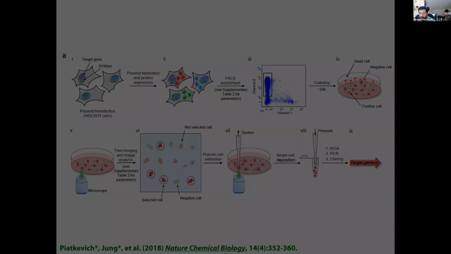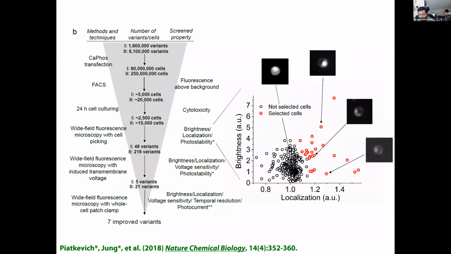We decided to try to make a fluorescent voltage indicator, a molecule that would light up when a cell was active in the brain. We did 2 rounds of robotic directed evolution involving 10 million mutants. We used a robotic arm to pick out the cells that were better, that had gene products that were brighter and better localized and more stable, as shown on the right-hand side of the slide.